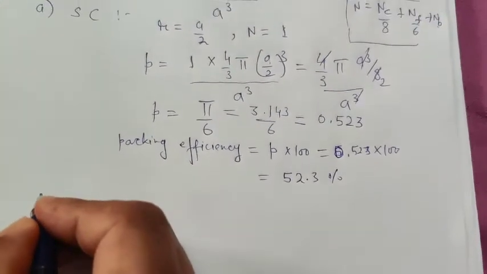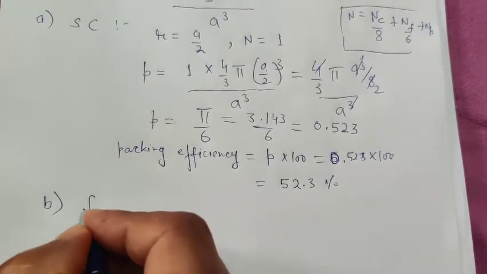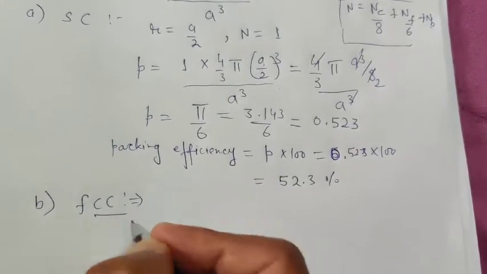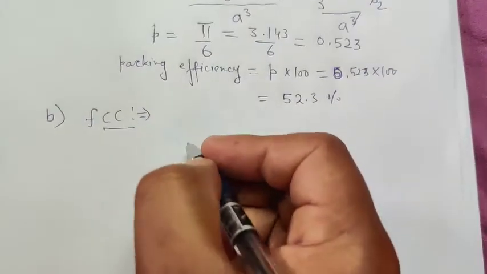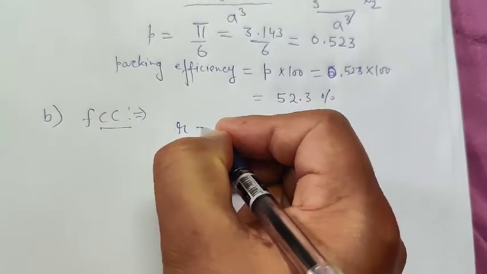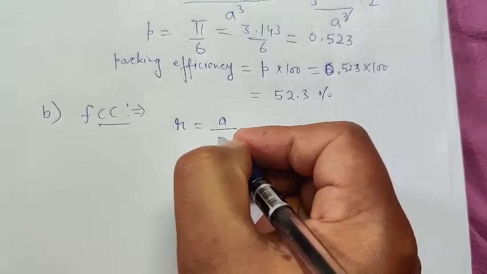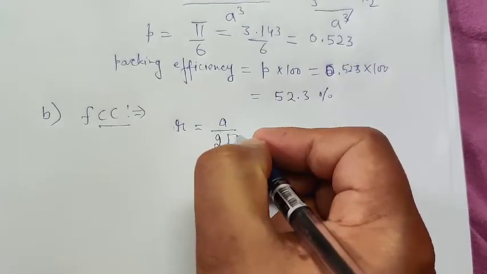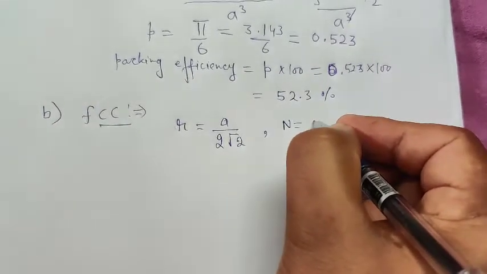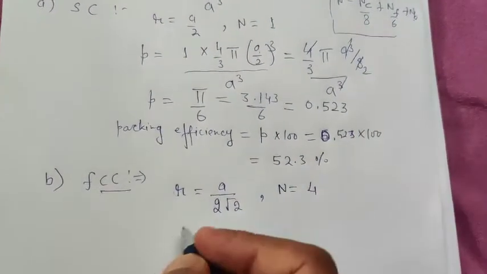Now we will calculate the packing fraction and packing efficiency for the face centered cubic unit cell of the cubic system. For the face centered cubic unit cell, the atomic radius, which we calculated in the previous lecture, is a/(2√2), and the effective number of atoms per unit cell will be 4. This is also calculated using this formula.